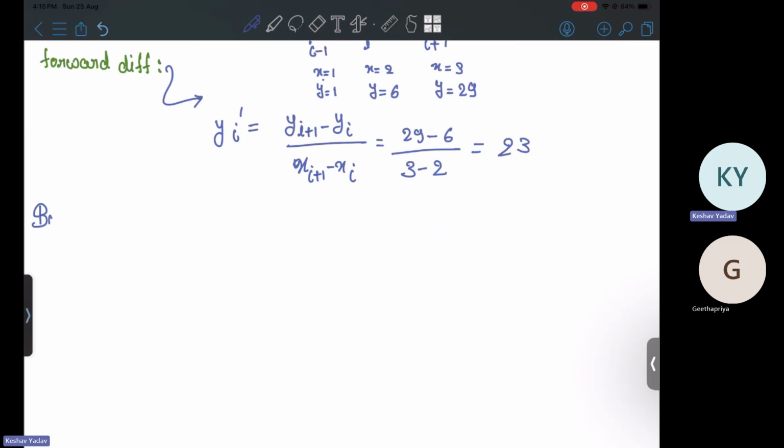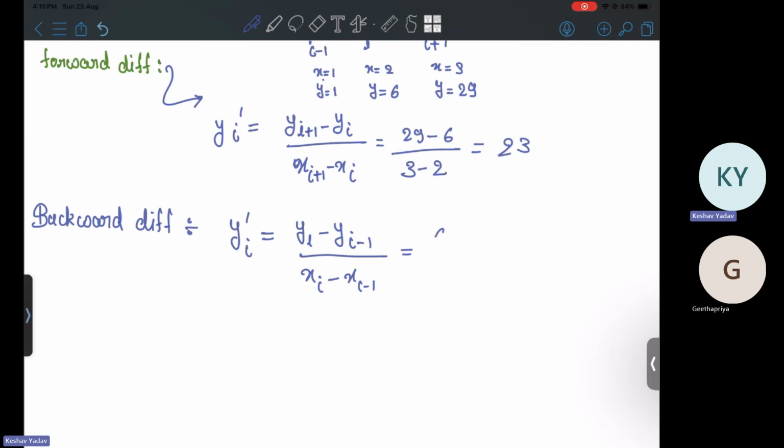Similarly, for backward difference, y prime at ith location will be equal to y i minus y i minus 1 divided by x of i minus x of i minus 1. Okay. So this is equal to 6 minus 1 divided by 2 minus 1. This will lead to 5.